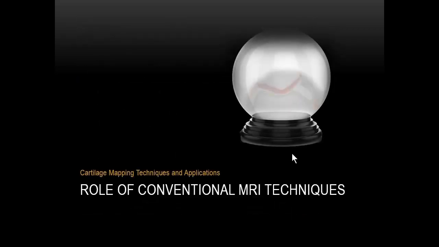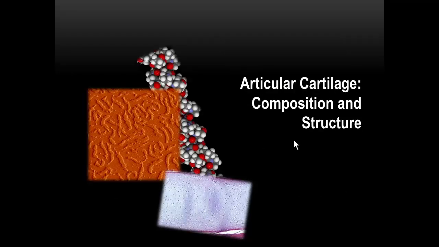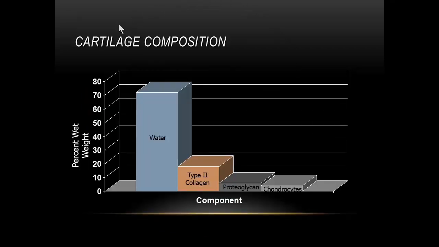So I'm going to focus now a little bit on conventional MRI techniques in the evaluation of early cartilage injury. We'll start off with a brief overview of cartilage composition and structure. All of the techniques that we have rely on the fact that cartilage is primarily water, about 75% water, and we're using this water as an extramolecular probe to begin to probe different components of the extracellular matrix, most of which is type 2 collagen. We've heard about the proteoglycan and a small number of chondrocytes.